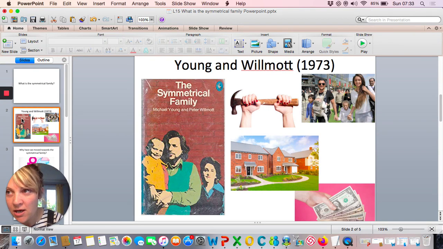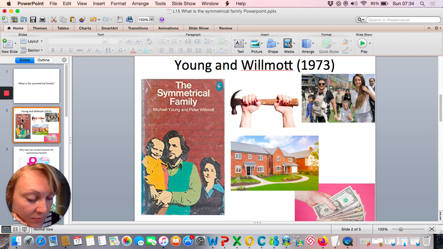Our starting point is the work of Young and Wilmot, who published this seminal text, The Symmetrical Family, in 1973. In their findings, they suggested that the symmetrical family had become the typical family set up in Britain, and that the roles between men and women were less segregated.